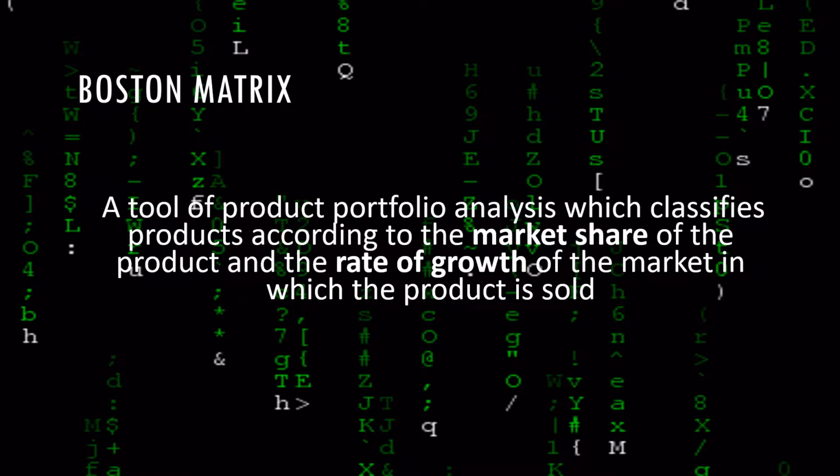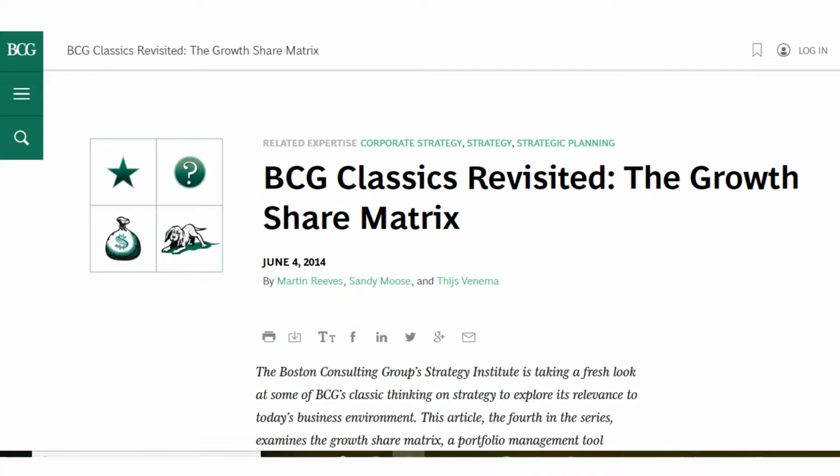The Boston Matrix is a tool of product portfolio analysis which classifies products according to two things: the market share of the product and the rate of growth of the market in which the product is sold. And this was developed by a consultancy company called Boston Consulting Group. So let's make sure this definition is down and then we'll move on. So the Boston Consulting Group developed this way of analyzing your product portfolio, and essentially you place your products into a grid with four characteristics.